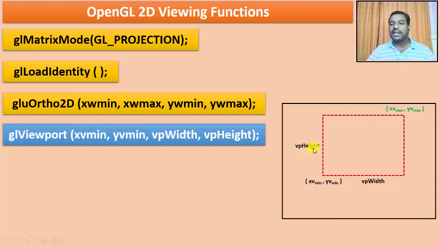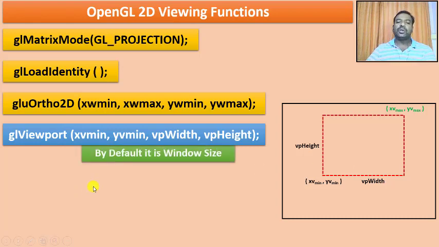XV minimum plus width will give me XV maximum. Hence, you need not worry about this. When I talk about viewport, just pass these 4 parameters which will create a viewing window. The viewport decides where this should be displayed. By default it is the window size. If you don't execute this API, then by default the entire display window is going to be the viewport.